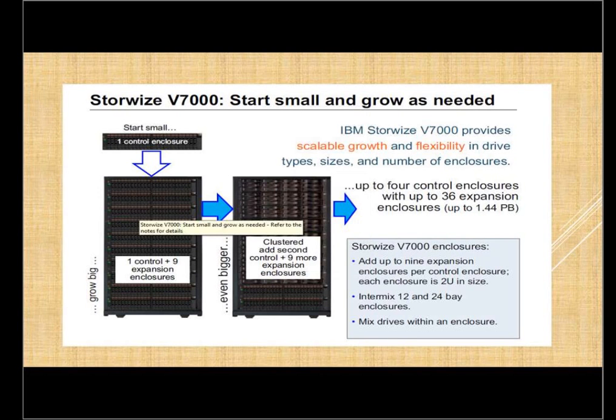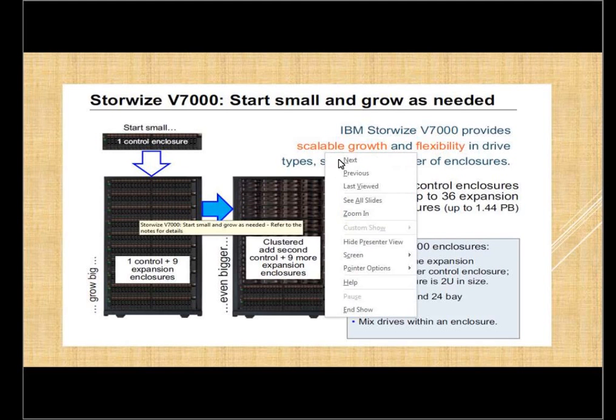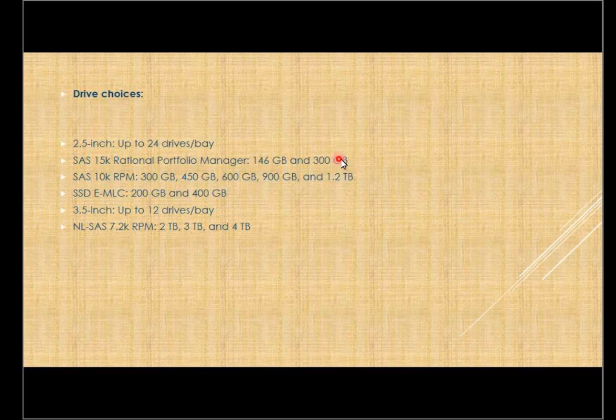And again, you can have intermix of 12 and 24 bay enclosure. So it depends upon the size of the drive. If you want to have, again, 2.5 inches drive, you can have 24 drives. If you want to have 3.5 inches drive, you can have 12 drives per enclosure. So number reduces accordingly. Okay? We can go to the next slide now.